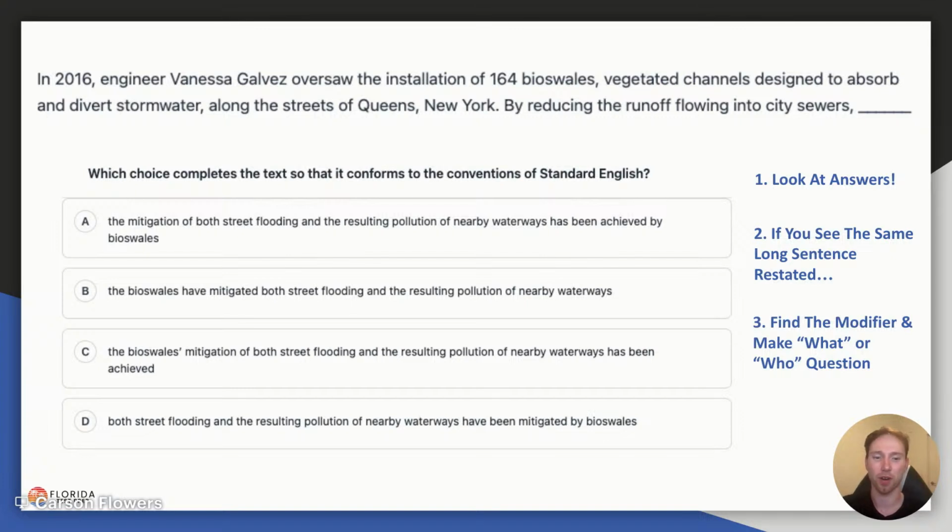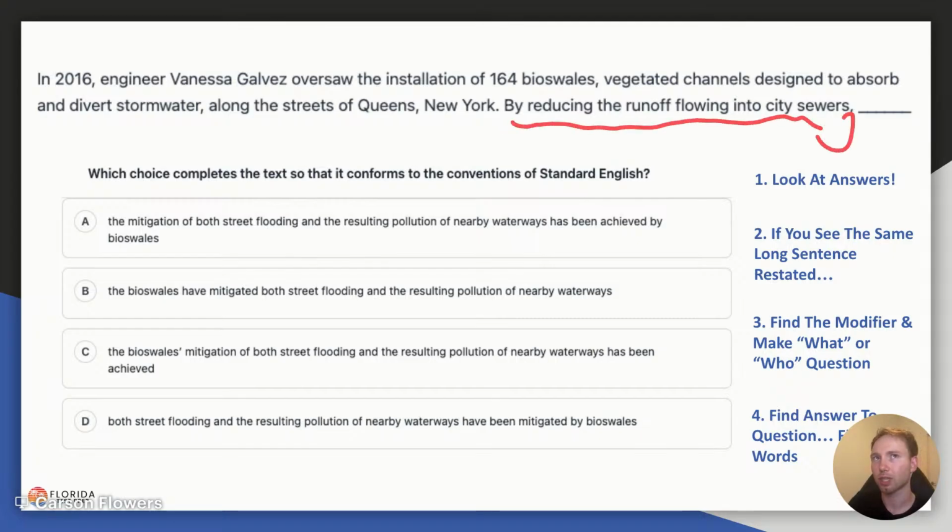So you want to find the modifier and make it a what or who question, and then find the answer to the question with the subject. So let me show you. "By reducing the runoff flowing into sewers," that's going to be your modifier. It's always going to be a describing phrase. So what's reducing the runoff? Comma, blank. Once we've found that, we want to pose that as a what or who question.